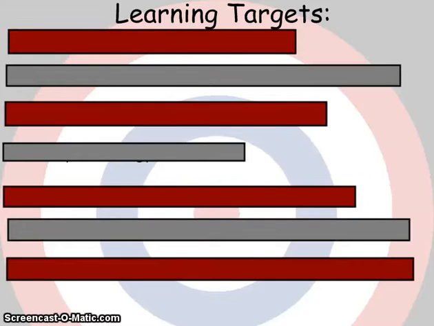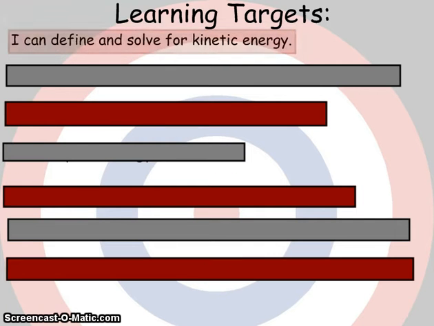These are the notes for Chapter 9, Section 4. We'll begin with a review of our learning targets. I can define and solve for kinetic energy. Kinetic energy is the energy of motion, and it depends on mass and velocity. And the formula that we use for kinetic energy is KE equals mv squared divided by 2.